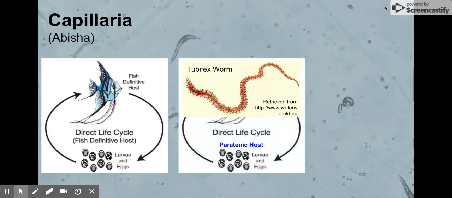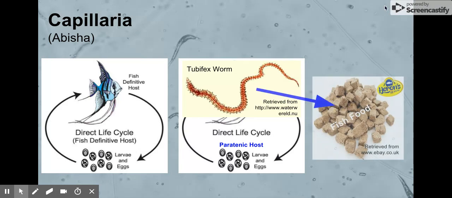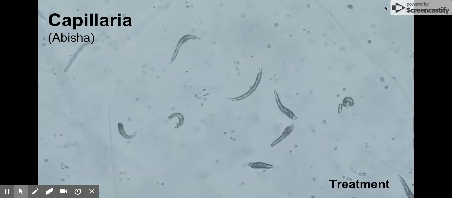Because the Capillaria have a paratentic host, which we discussed previously as an alternative host. This alternative host is the tubifex worm. Why is that a problem? Because the tubifex worm is commonly used as a source of fish food. This can cause spreading of the parasite easily.